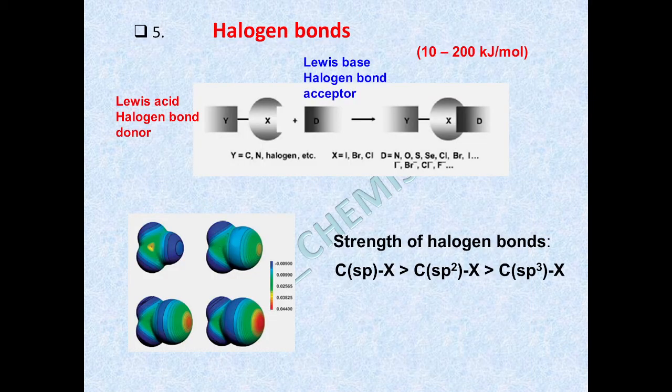Next comes, very important, the 5th one: the halogen bonds. Usually a halogen bond occurs when there is evidence of a net attractive interaction between an electrophilic region which is associated with a halogen atom in a molecular entity and a nucleophilic region in another or the same molecular entity.